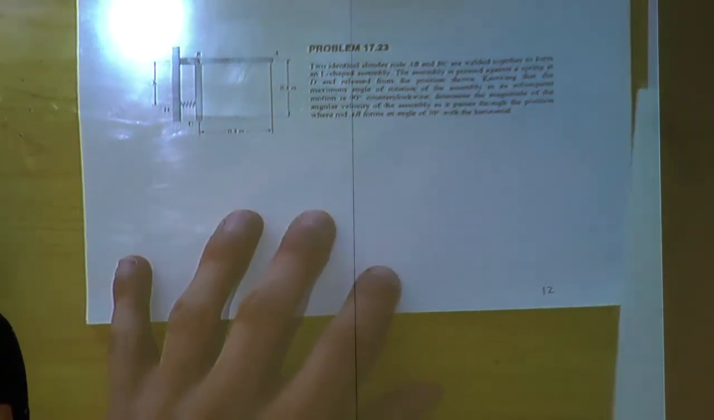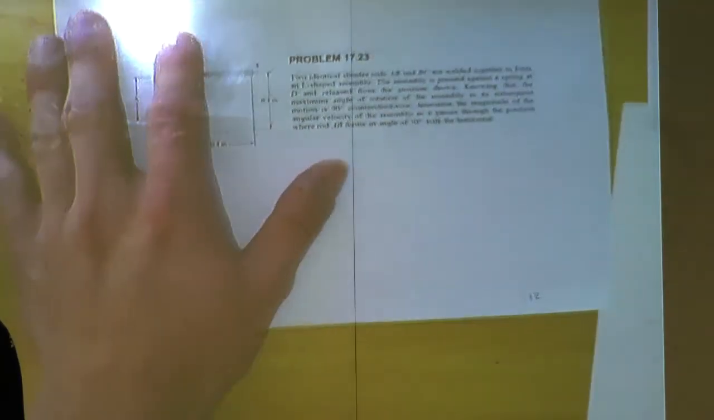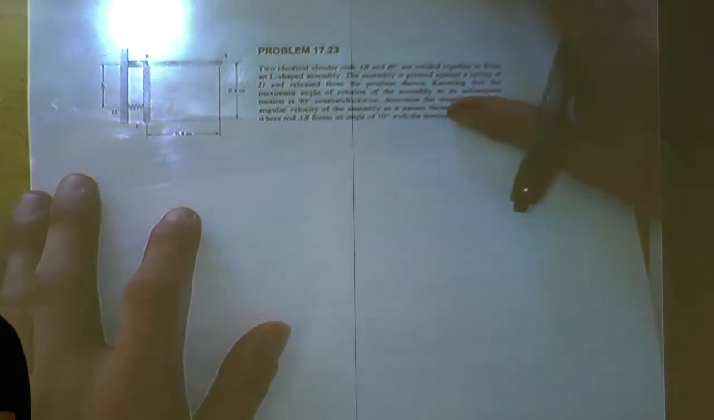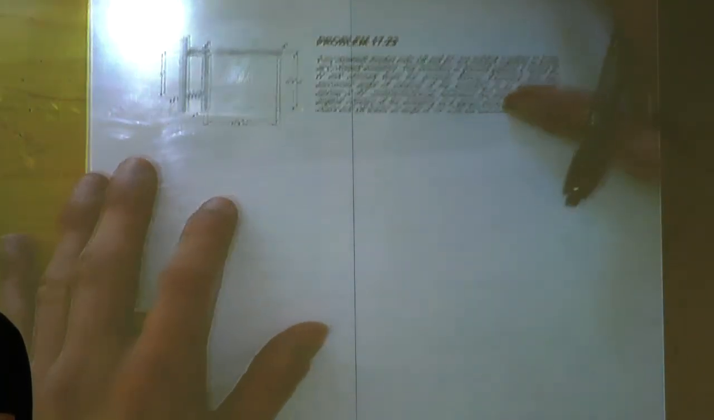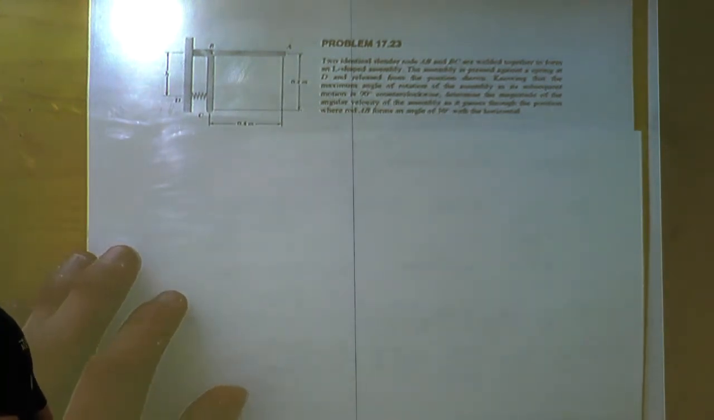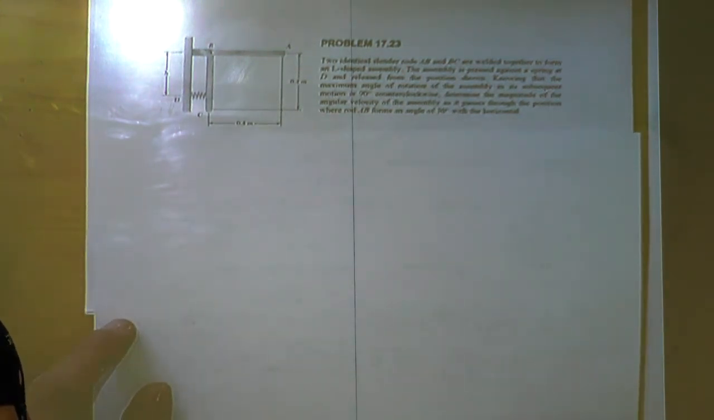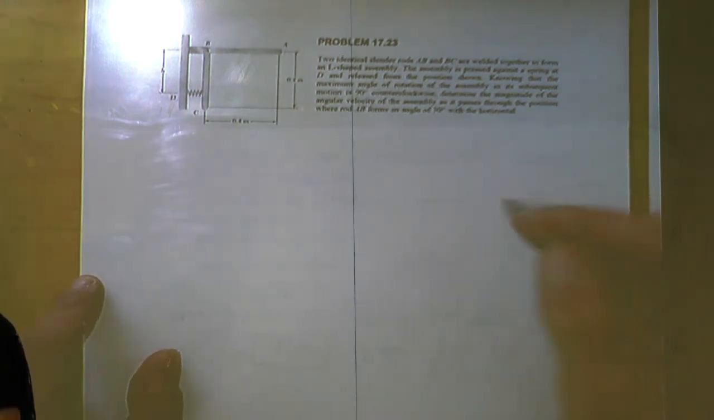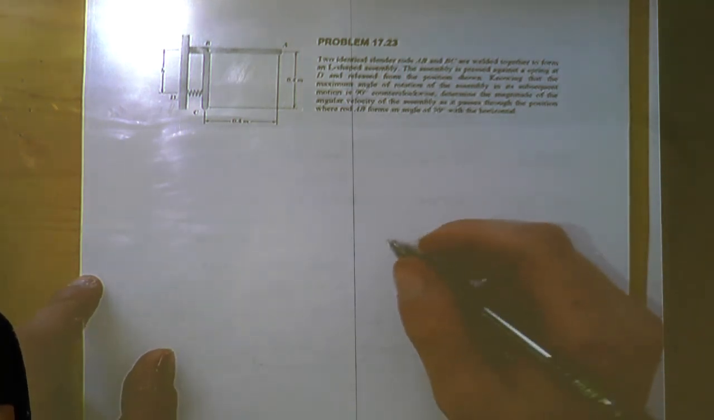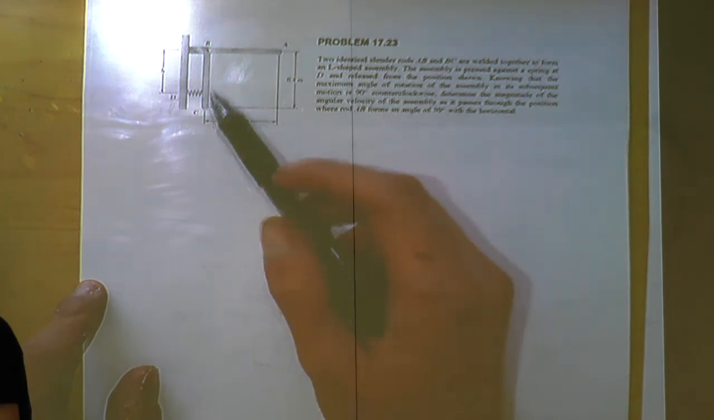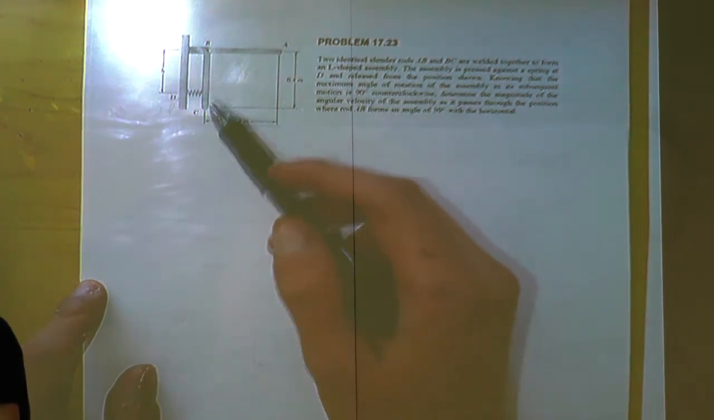1723. Two identical slender rods, AB and BC, are welded together to form an L-shaped assembly. The assembly is pressed against a spring at D and released from the position shown. Knowing that the maximum angle of rotation of the assembly in its subsequent motion is 90 degrees counterclockwise, determine the magnitude of the angular velocity of the assembly as it passes through the position where rod AB forms an angle of 30 degrees with the horizontal.